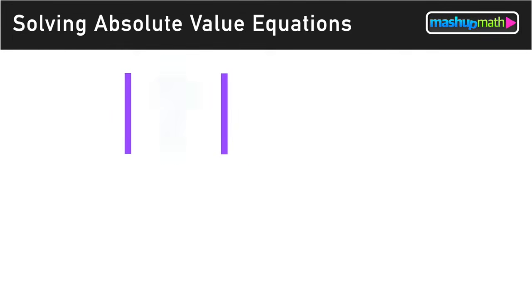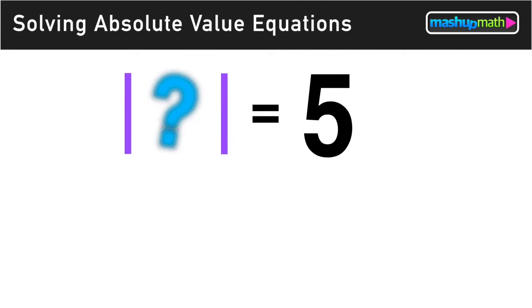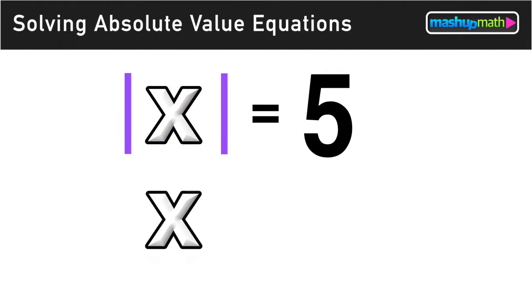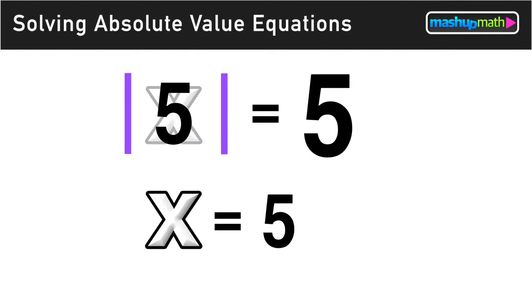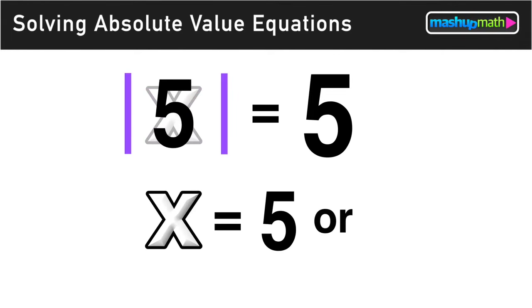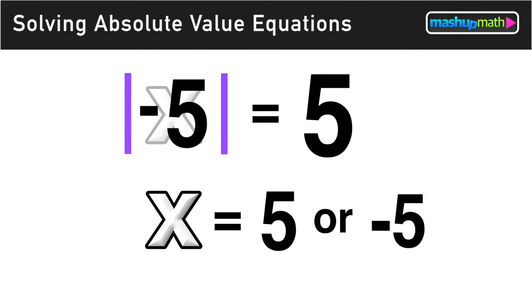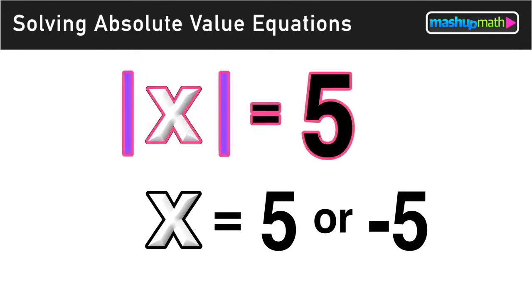Now, if I told you that the absolute value of some unknown number was equal to positive 5, now in algebra, we're not going to use a question mark for an unknown, we're going to use x. So if the absolute value of x is equal to positive 5, we have two possible values that x could be. x could either equal positive 5, since the absolute value of positive 5 equals 5, or x could also equal negative 5, since the absolute value of negative 5, again, is equal to positive 5.